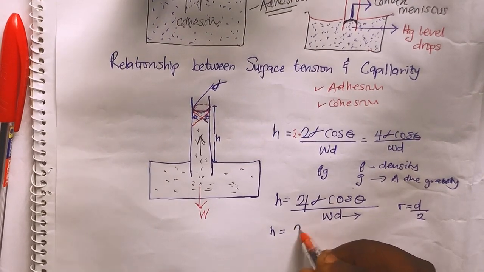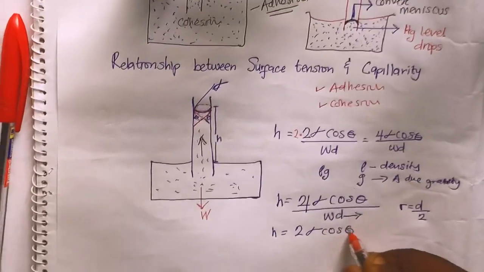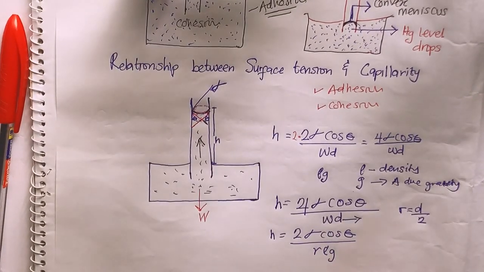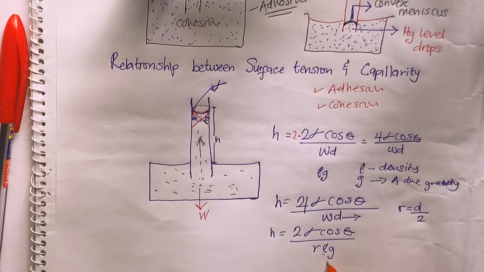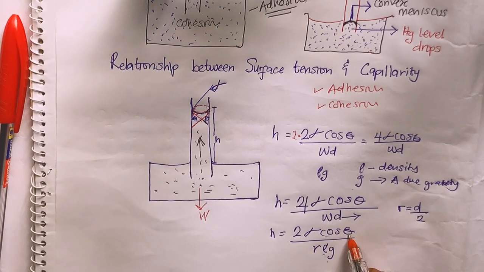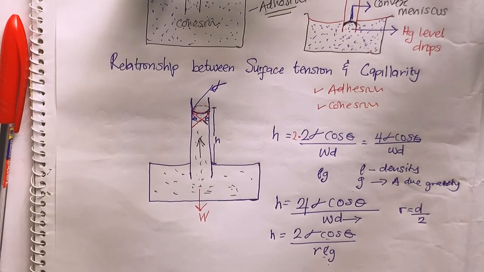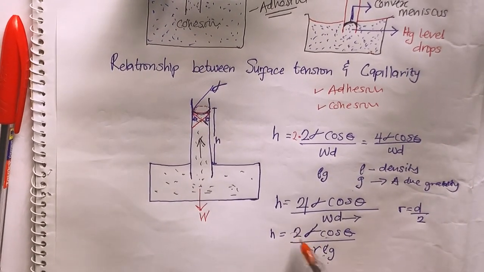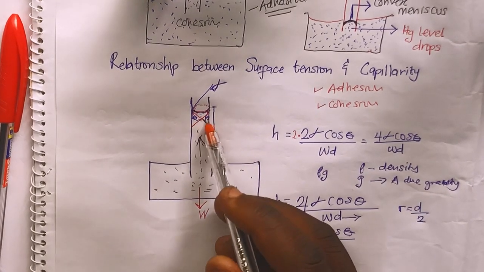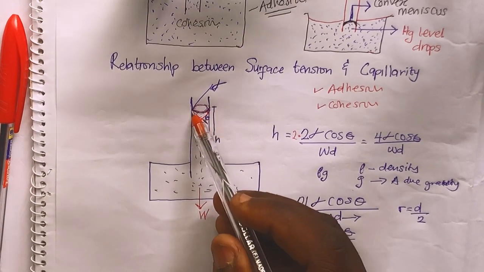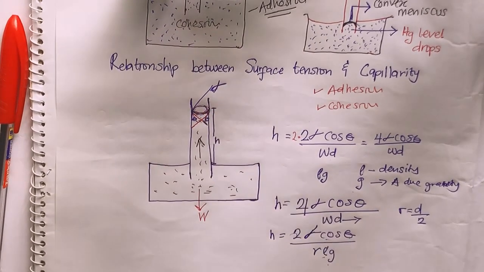So you're going to have 2 gamma cos theta divided by R E G, where E is the density of the fluid, and G is the acceleration due to gravity. R is the radius. Cos theta is the angle of contact, the contact angle. Gamma is the surface tension. And this 2 is because we have 2 surface tensions that are going to be active, if you consider this semicircle and also the one at the top.